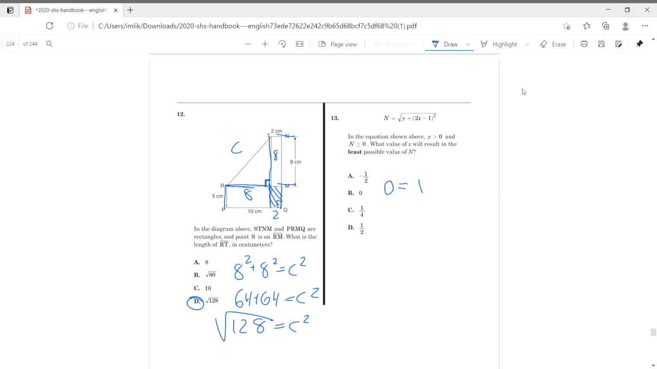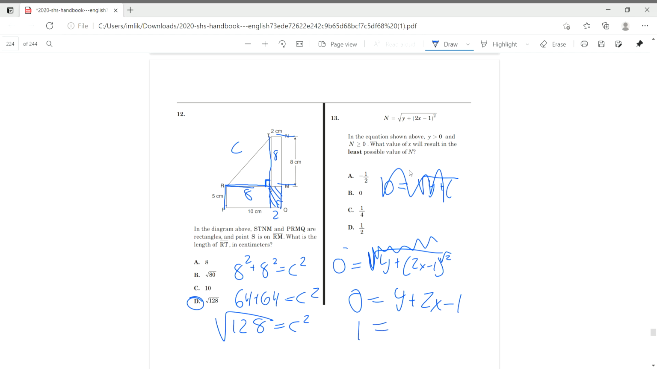So 0 is equal to radical y plus 2x minus 1 squared. Now notice that we have a square here, which means that both of them cancel out. So we get 0 is equal to y plus 2x minus 1. We get 1 is equal to y plus 2x. That means that y has to be equal to 1, and that means that x has to be equal to 1 over 2, which is D.